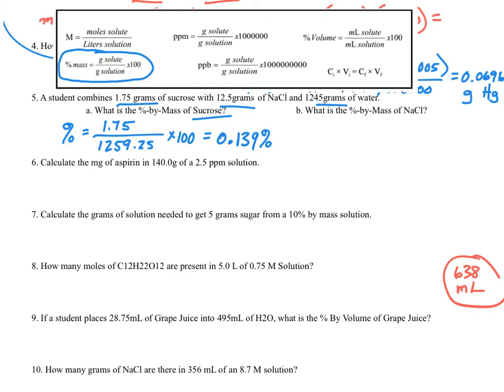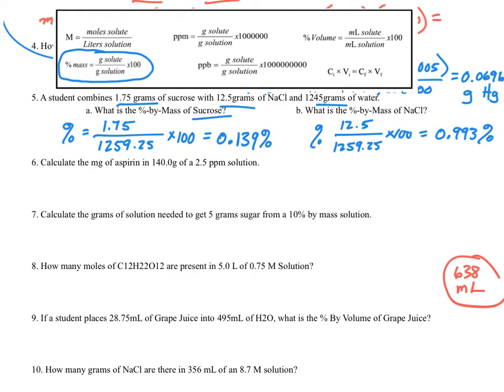What's the percent by mass of the NaCl? So then we will have the grams of NaCl, 12.5, also divided by the total, 1,259.25. Take that times 100 and we'll get our percent equals 0.993. 0.993%. So 12 is still a very small percentage of the whole, which is 1,259.25.